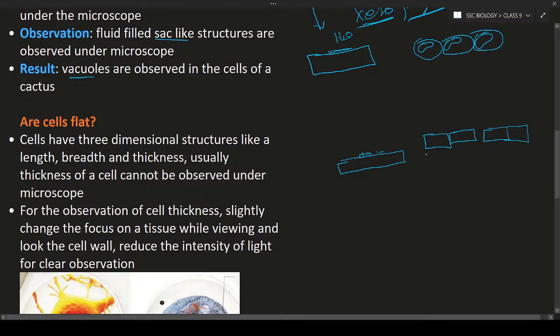Generally, actually, the cells are not flat. Cells are not flat. Cells have some dimensions. Cells have some properties. What are those properties? They have thickness.